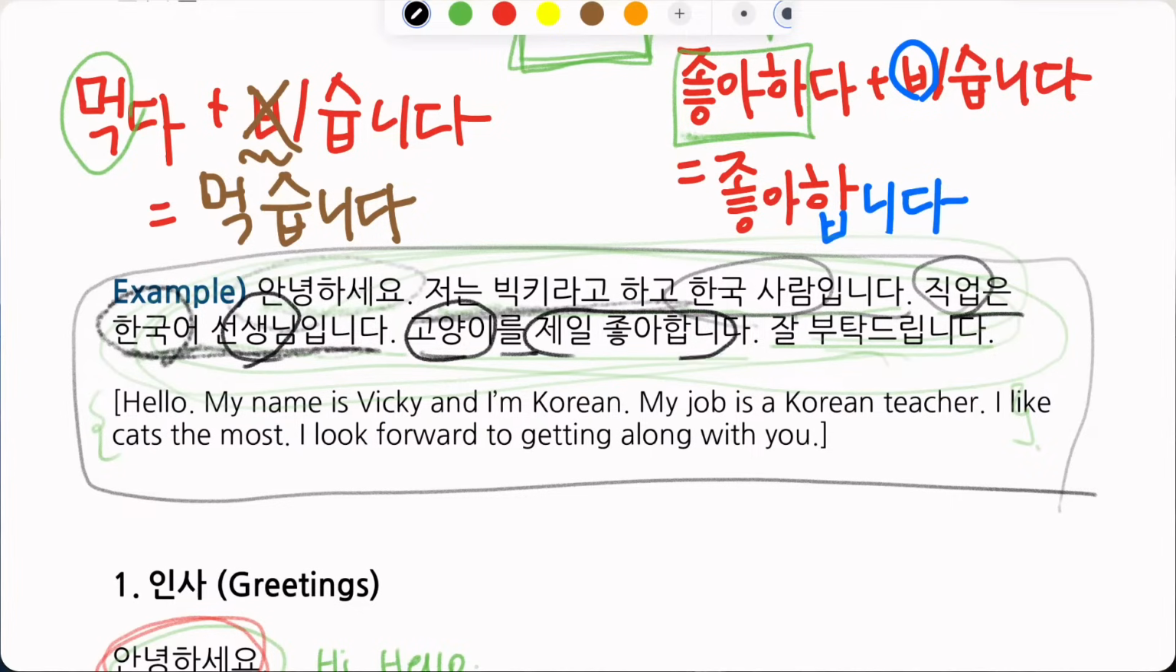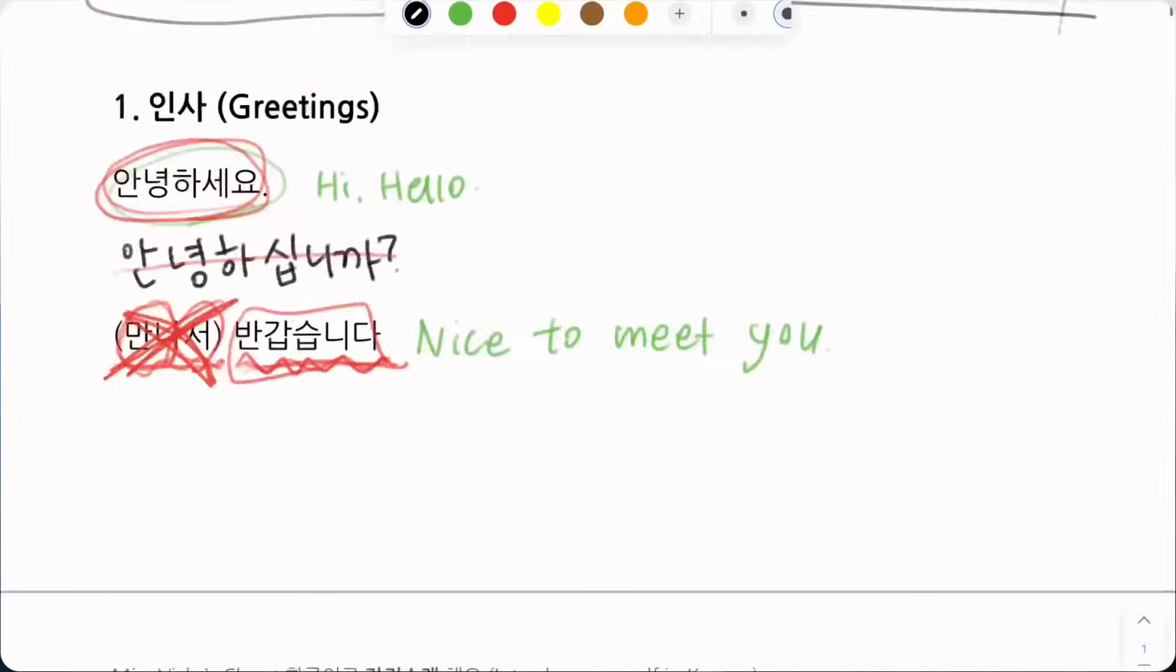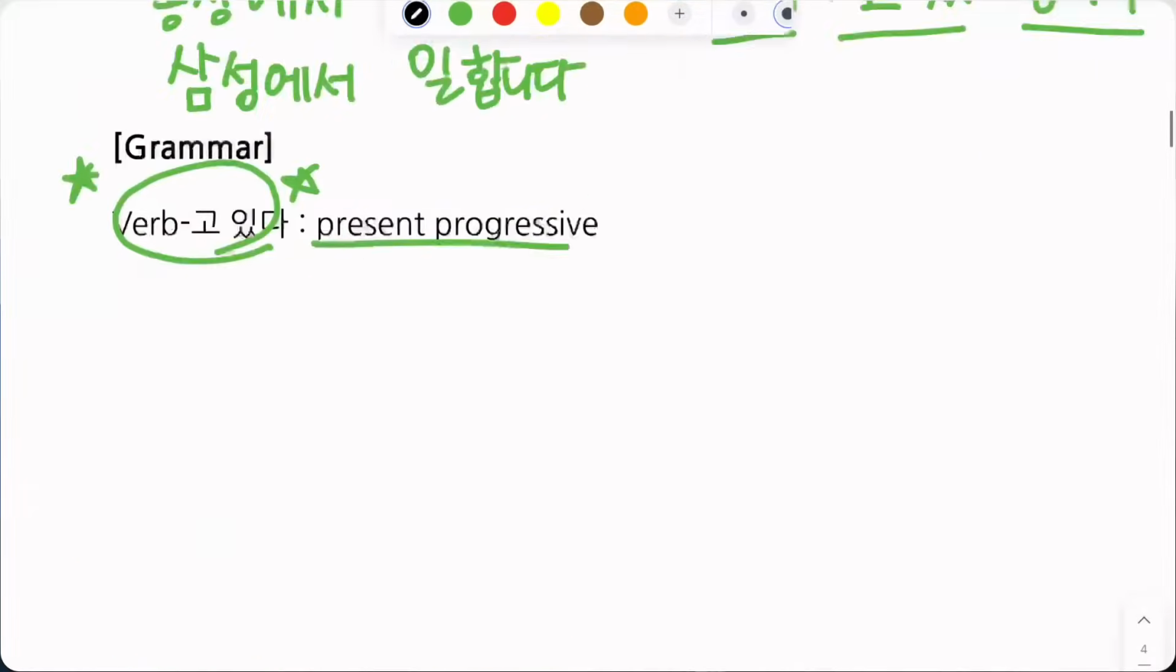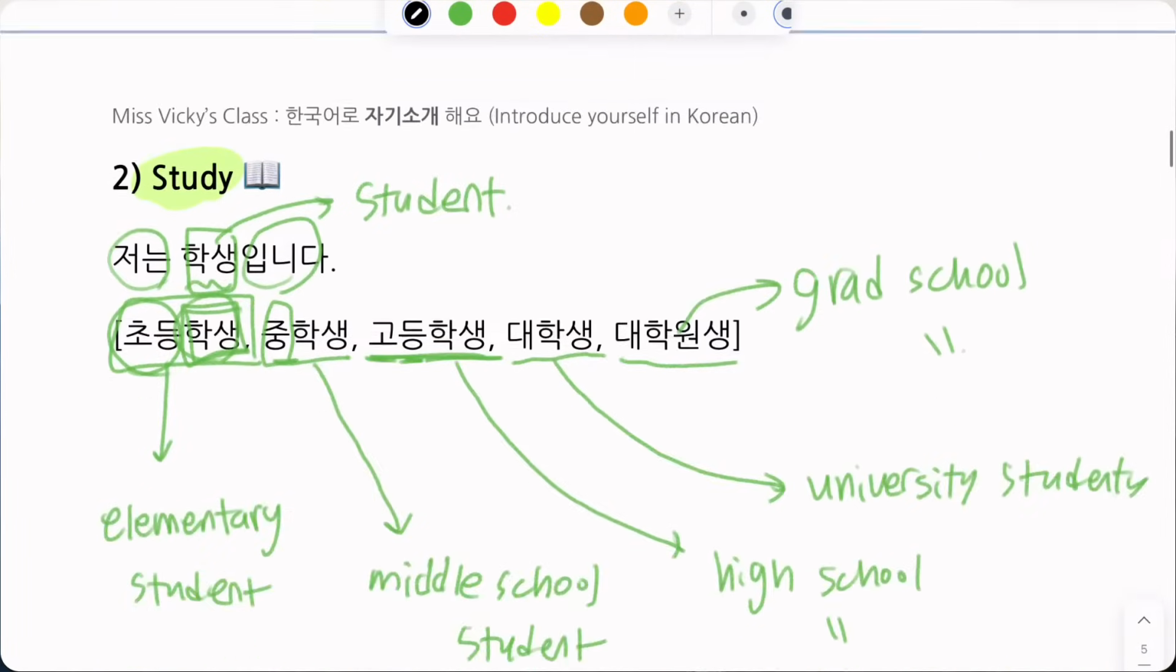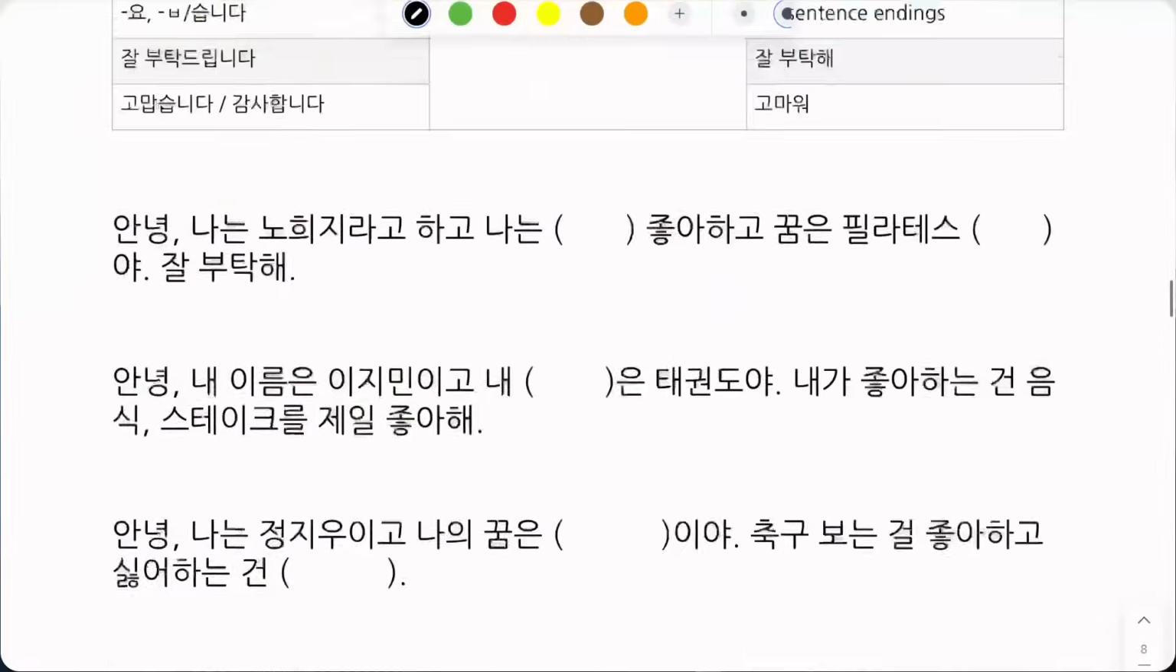고양이를 제일 좋아합니다. Cats I like the most. 제일. 잘 부탁드립니다. Like I look forward to getting along with you. I look forward to like having fun at class. Something like that, right? Alright, 그러면요. 여러분, let's move on to the fun part. I'm so excited about this part.